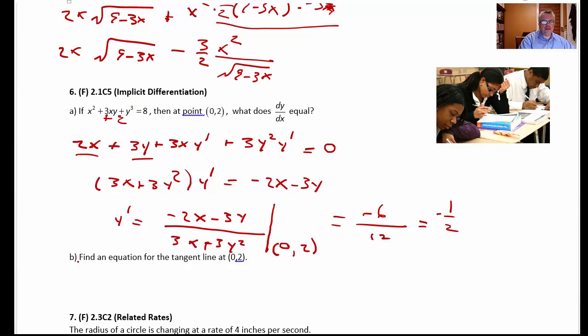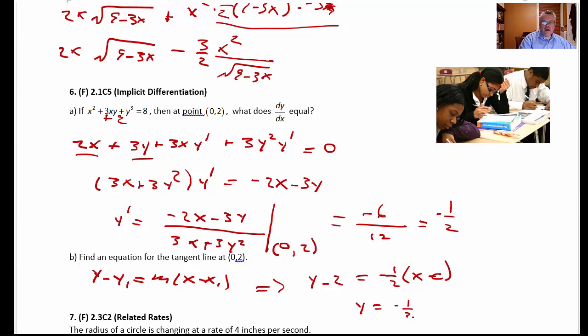Now we want to find the equation for the tangent line. So we do y minus y1 equals m times x minus x1. Okay, so this is a y over here. All right, so if we just plug in, we get y minus 2. We want it at the point 0, 2, equals negative 1/2 times x minus 0, which would just be y equals negative 1/2 x plus 2 if you simplify. Okay, we can do this.